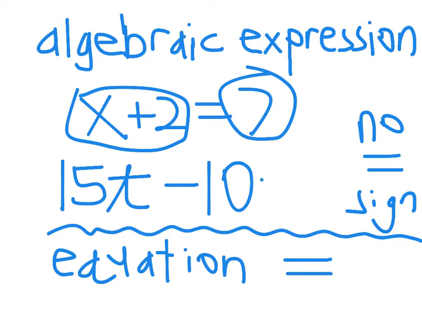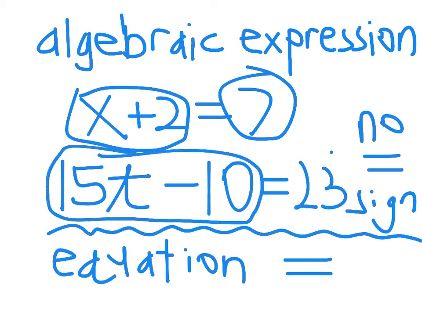Same thing with 15t minus 10. If I set it equal to, let's say, 23, now I have an expression on this side, an expression on that side. When you set them equal to each other, you call that an equation. So important stuff to know. Moving on.